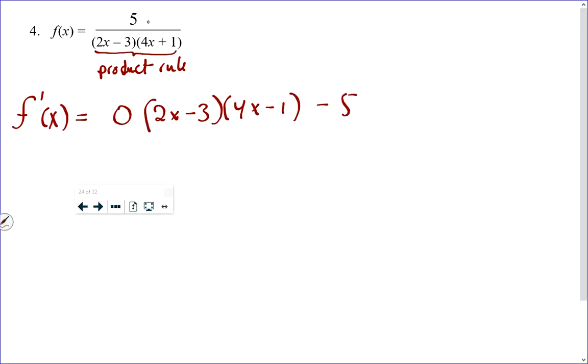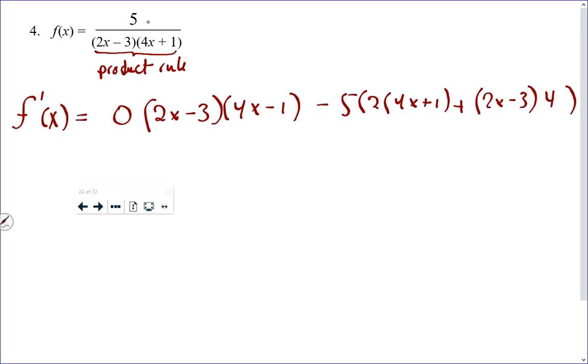So because there's going to be a plus in here, I better put a set of brackets because it's 5 times the entire derivative of the bottom, which will be 2 times 4x plus 1 plus 2x minus 3 times 4. The 2 is the derivative of the first, the 4x plus 1 is the second, the 2x minus 3 is the first, the 4 is the derivative of the second.